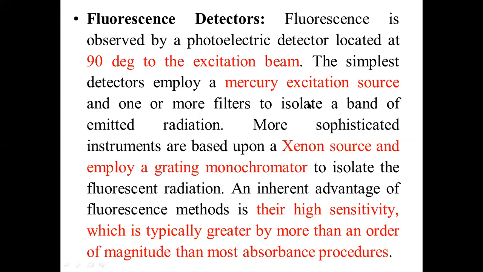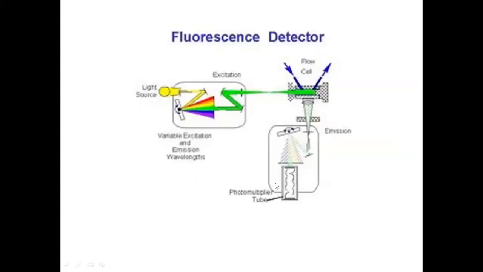So a simple mercury excitation source or a xenon source is going to be employed here, so that you can see here there is a light source, and this may be a mercury or xenon source. So here a flow cell. Flow cell means species from the column are entering the flow cell and going out as usual. This is where the detection is going to happen.